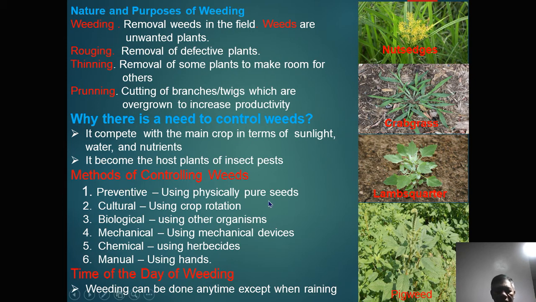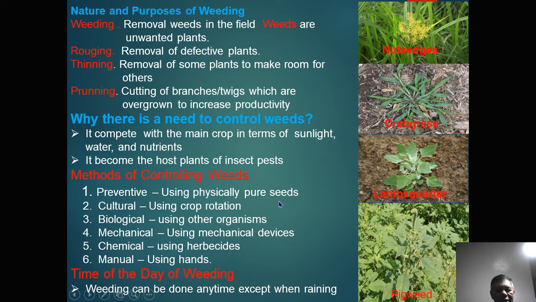So we need to prevent them. We do proper selection of the seeds to be grown, which actually are physically pure seeds. Then we have cultural practices, or cultural method, I should say.